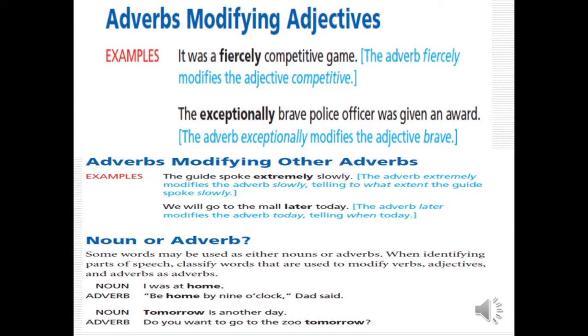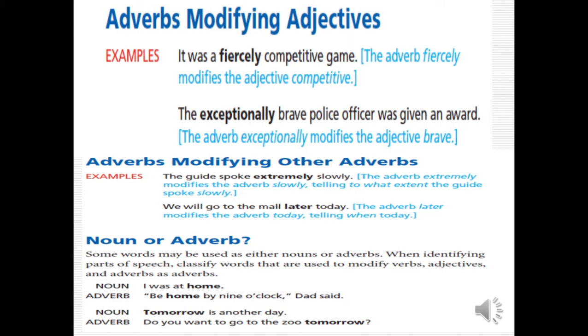There are also adverbs which modify other adverbs, and here are some examples. The guy spoke extremely slowly. Slowly is an adverb modifying the verb spoke, and extremely is modifying slowly. We will go to the mall later today. Today is an adverb that is saying when we will go to the mall. Later is another adverb modifying today.